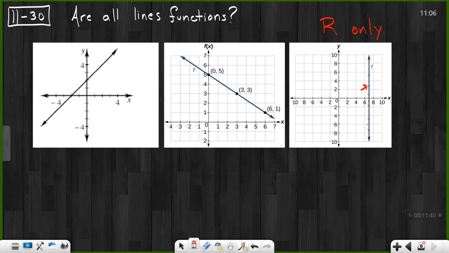All right, in fact, all lines that can be written in slope-intercept form, y equals mx plus b, are functions and relations. But vertical lines, which cannot be written in slope-intercept form, but rather are written as x equals a, just starts with x equals, those are the only type that are relations only. So vertical lines are the only type of line that is not a function.